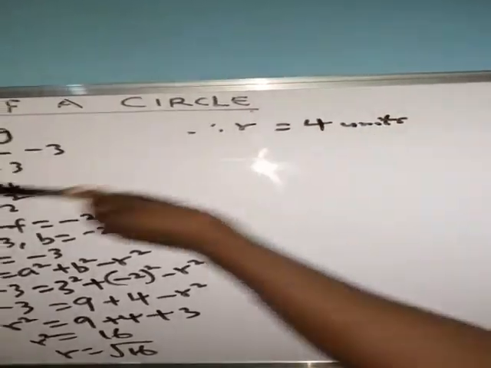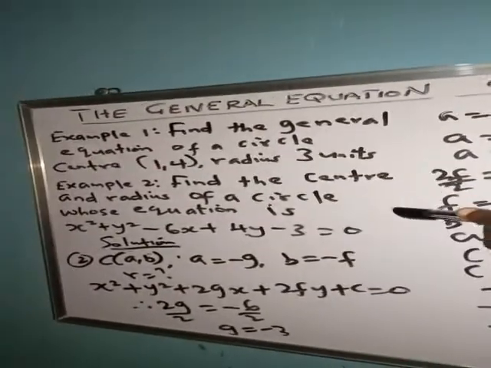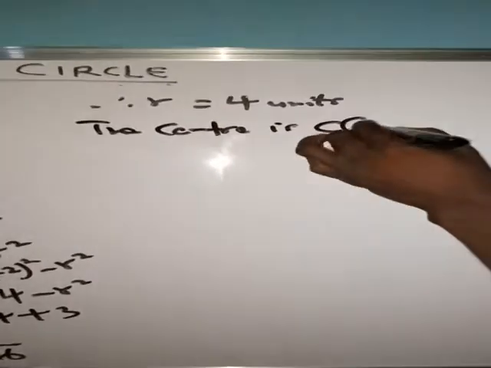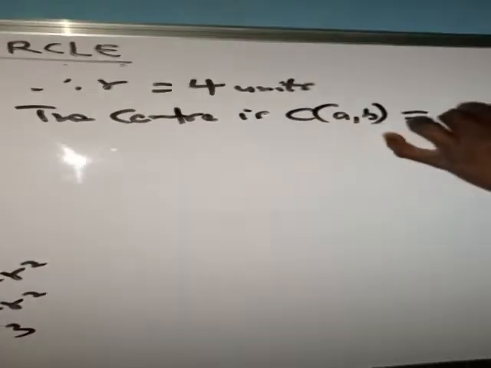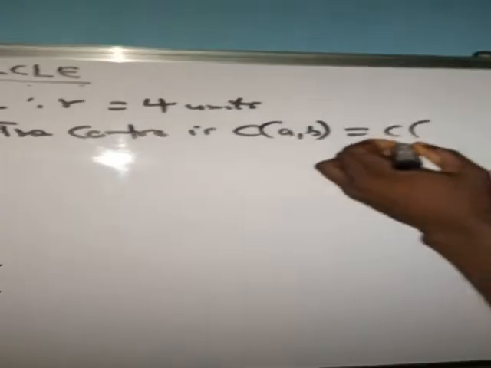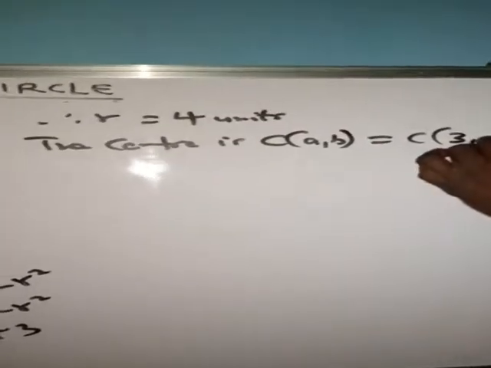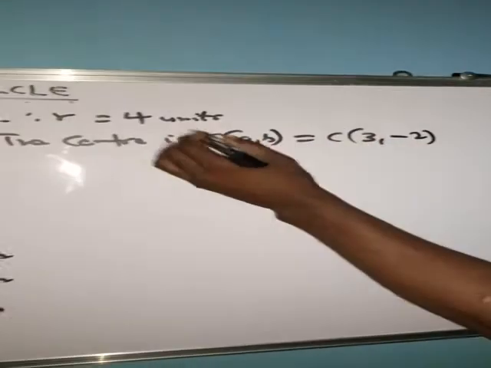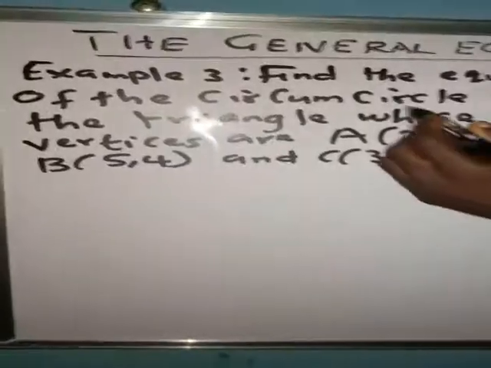So the question says find the center and radius of a circle. So the center is C(a, b), which is equal to, your a is 3 and b is minus 2, and you have your radius, 4 units. Example 3.